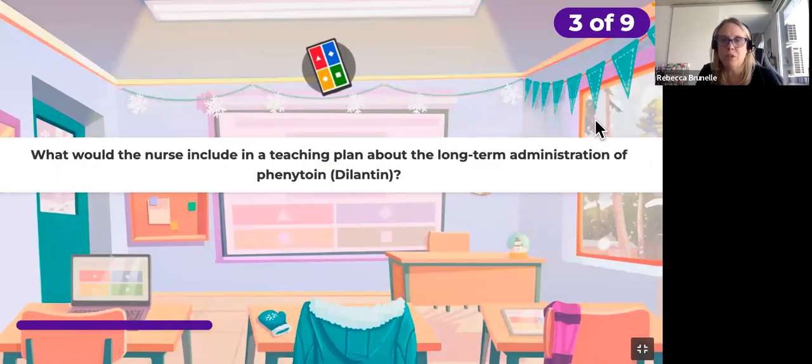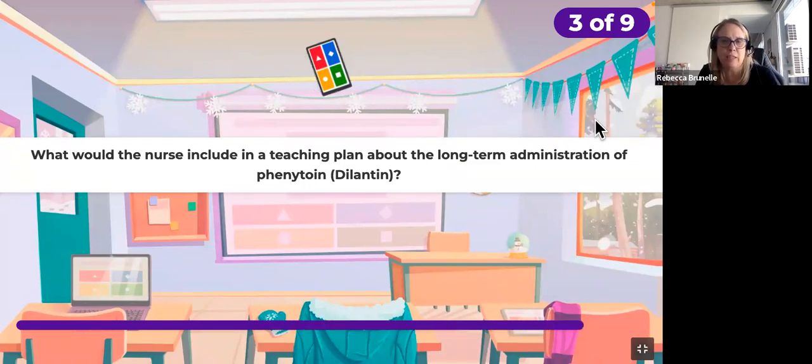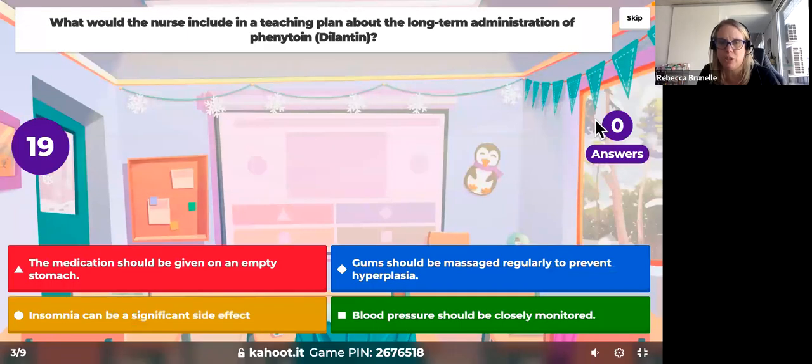So what would the nurse include in a teaching plan about the long-term administration of Dilantin, which is a seizure medication? You should give it on an empty stomach. It can cause insomnia. The gum should be massaged regularly to prevent hyperplasia, or the blood pressure should be closely monitored.